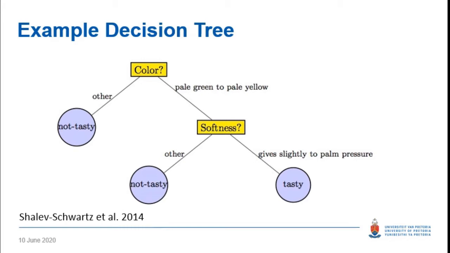pressure. So slight palm pressure, you don't want to press the papaya too much because it's a very soft fruit. So if the papaya gives to slight palm pressure, then it would be tasty. Otherwise, it's still too hard, it's not ripe yet, so it won't be tasty. So this is a very, very simple example of a decision tree.